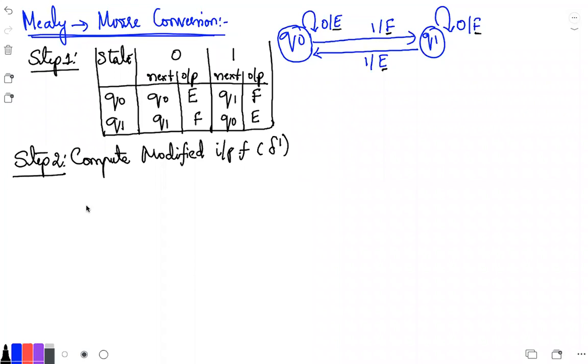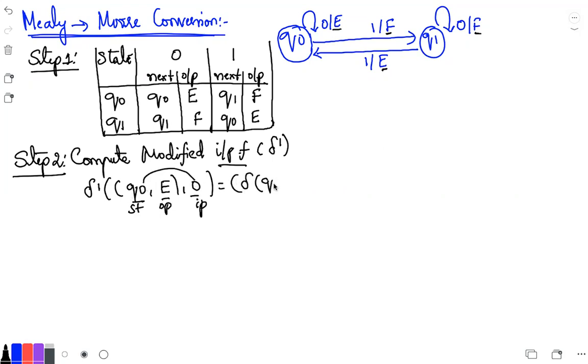So the modified input function is as follows: delta dash of, for every state, I'll start with the first state Q0 over an output and input. You should take it like this. This is the syntax of the modified input function. Delta dash of a state with an output and input is nothing but transition of Q0 on 0, comma, output of Q0 comma 0. This is how you should take it for every state, for all the output and input combinations.